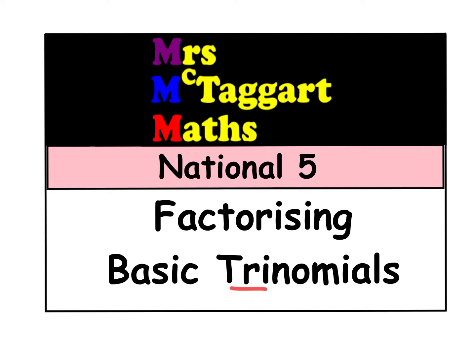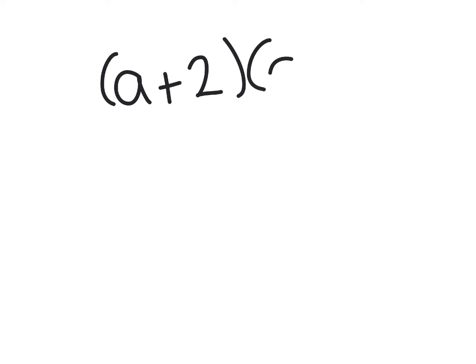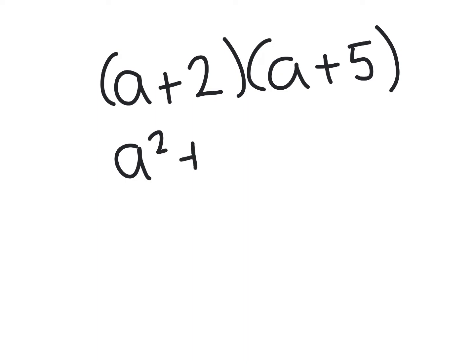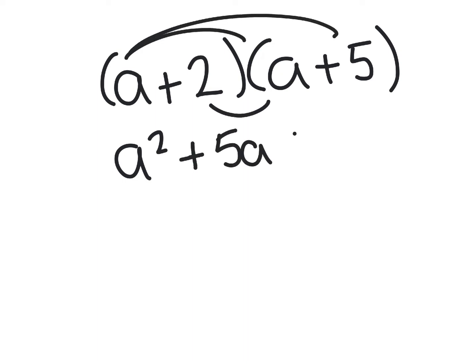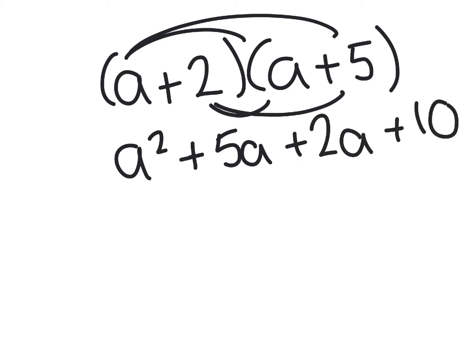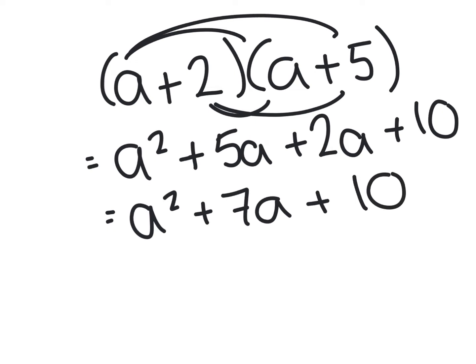So let's go back to very basics for a second and expand a pair of brackets, such as a plus 2, a plus 5. When you expand that out, you get a squared plus 5a plus 2a plus 10. Yeah? And when you tidy that up, you get a squared plus 7a plus 10. How many things have I got there? I've got 1, 2, 3.